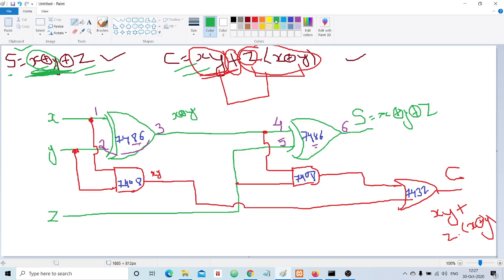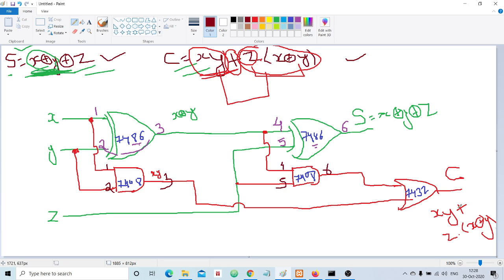Clear? Okay. For the first AND gate, what is the input pin number? 1. Sorry, first input pin number 1 and second input pin number 2. Output pin number 3. And here 4, 5. Output you will get at pin number 6.